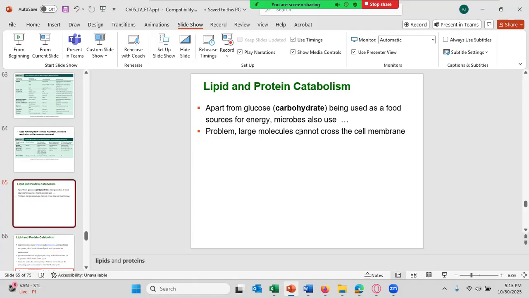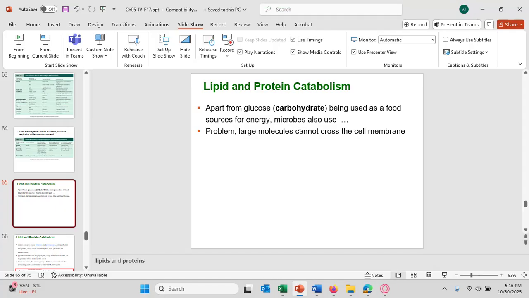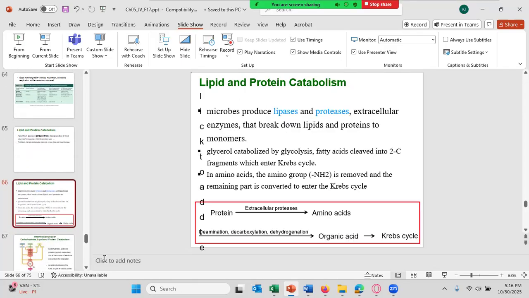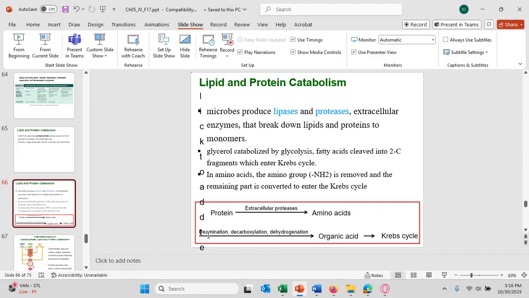Other molecules can be used, like lipids and proteins, but there is a problem. This is true for large carbohydrates too, and that is these large molecules cannot cross the cell membrane and enter the cell. So how cells get around this problem is they secrete extracellular lipases and proteases to digest the large molecules outside the cell, break the large molecules down into the monomers, and then bring the monomers into the cell.